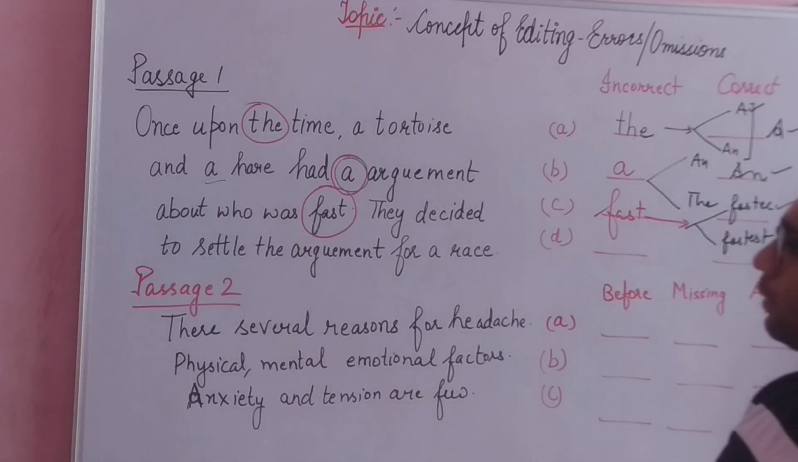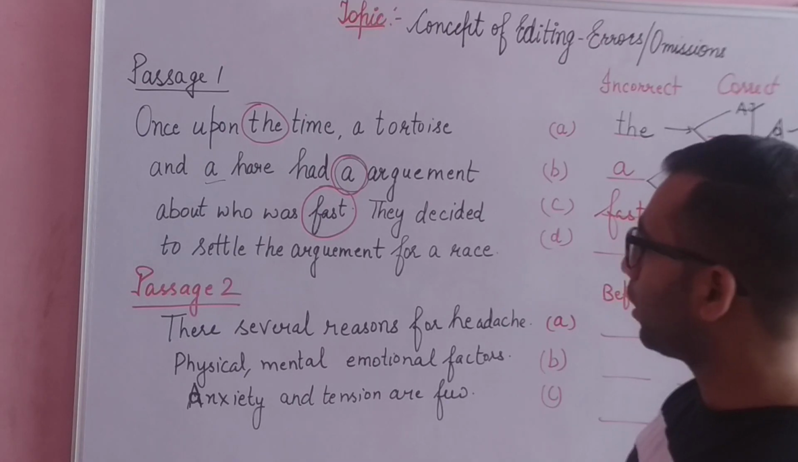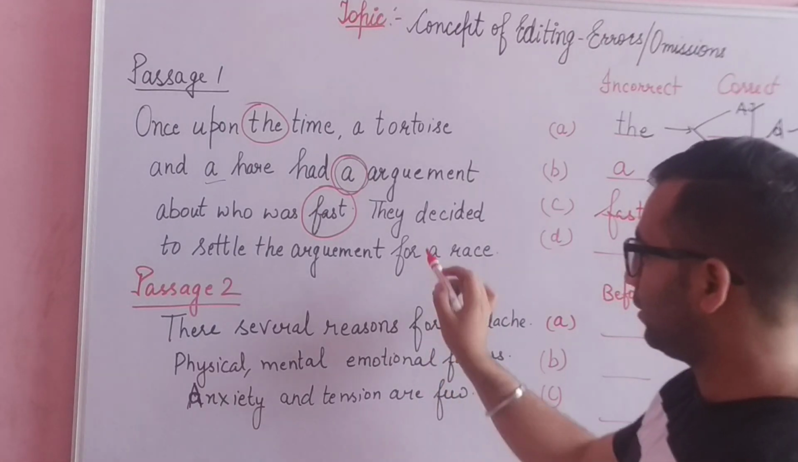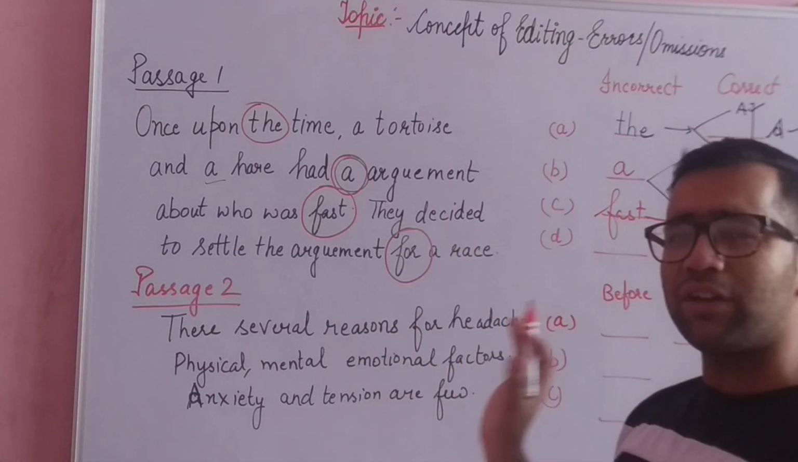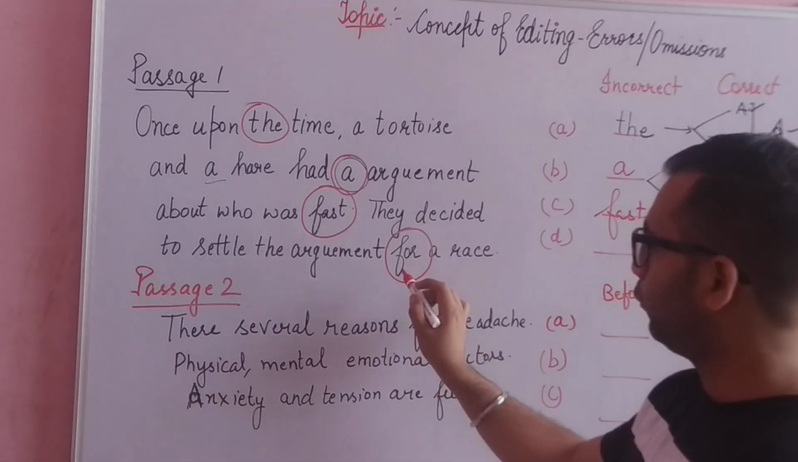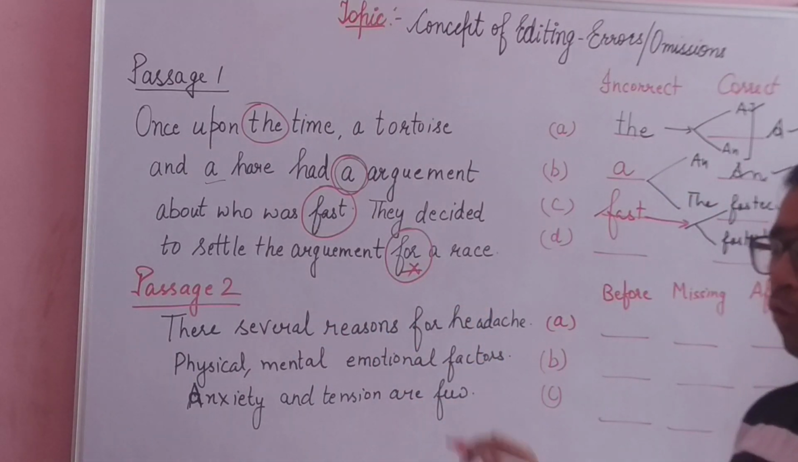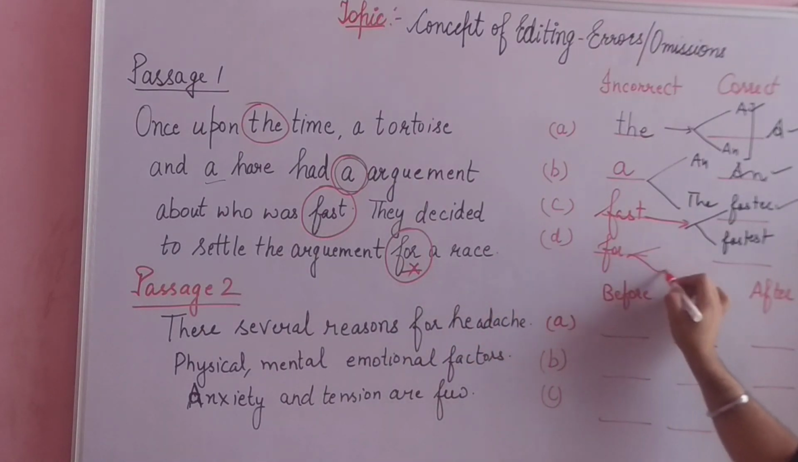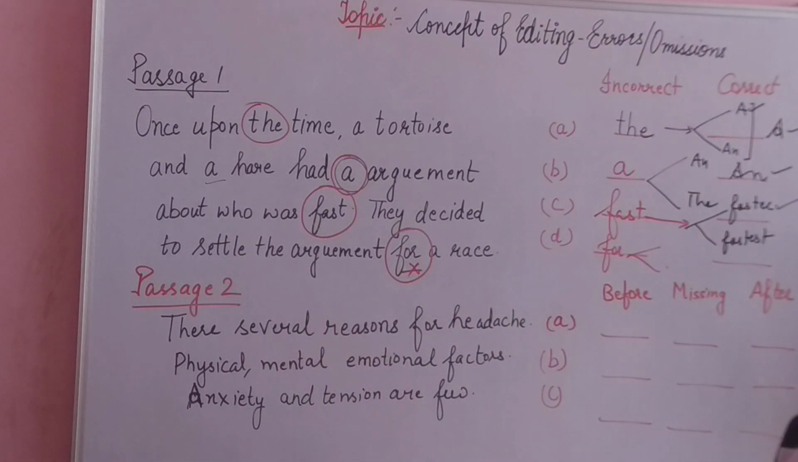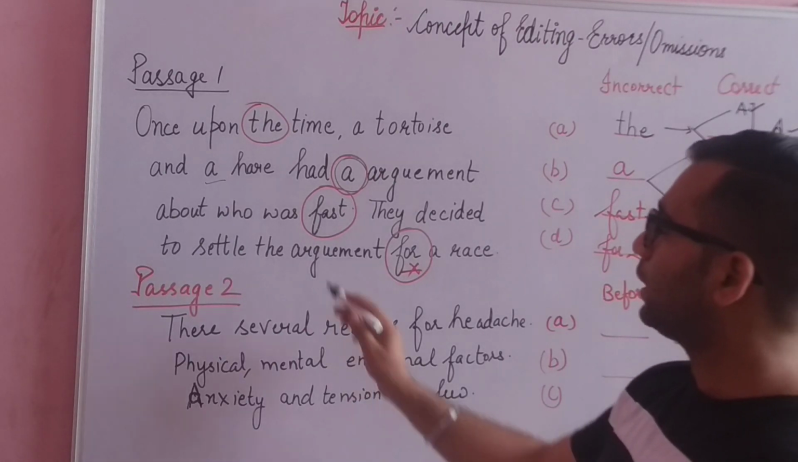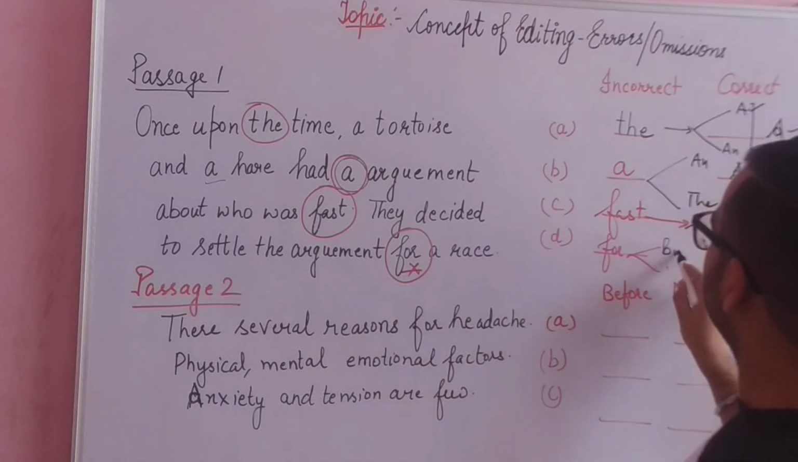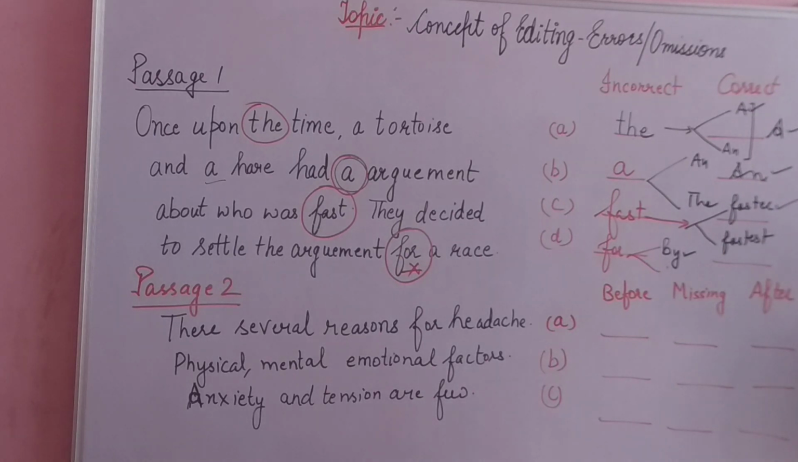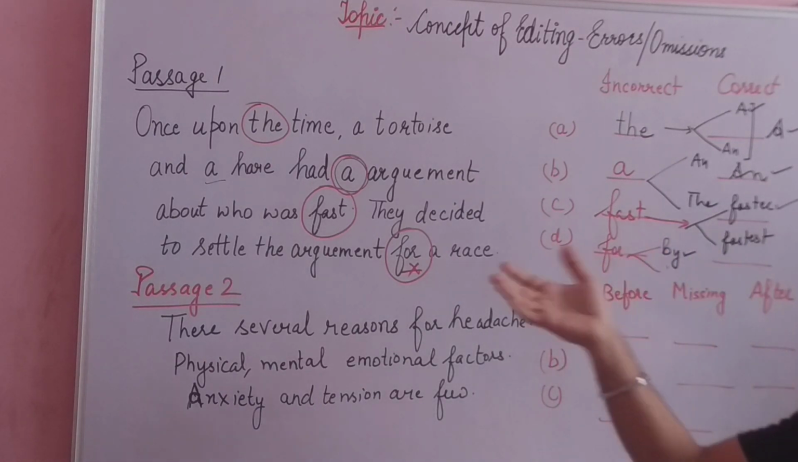Fine. Here, to settle the argument for a race. For a race, immediately when you read, if you have the basic knowledge, you will come to know. For cannot be here. For is a preposition acting as a preposition here. So for is a mistake, can be corrected with a preposition. Now here you have to think over it. To settle the argument by a race, the correction will be by. Somewhere you have fixed number of corrections, I have told you the trick. Somewhere you have to go through with your knowledge.